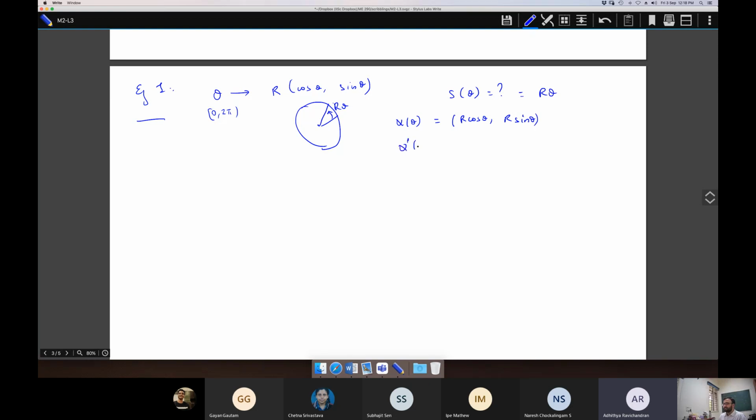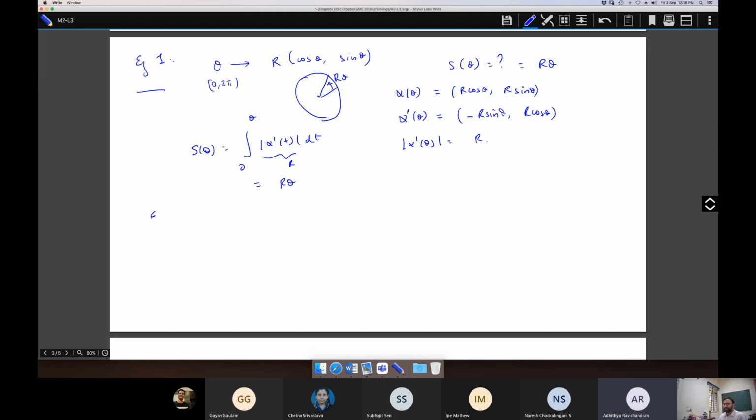How much is alpha prime of theta? Minus r sin theta, r cos theta. Very good. What is the length? r. Very good. So s of theta will be the integral from 0 to theta of the norm of alpha prime of t dt. So this will give us r theta, because this is a constant. Agreed?